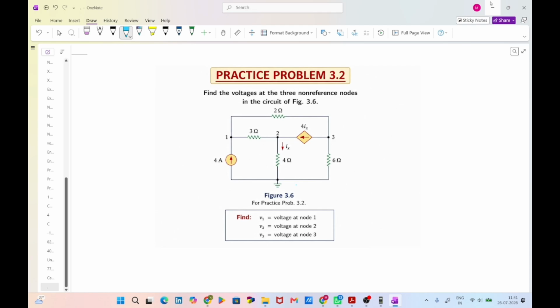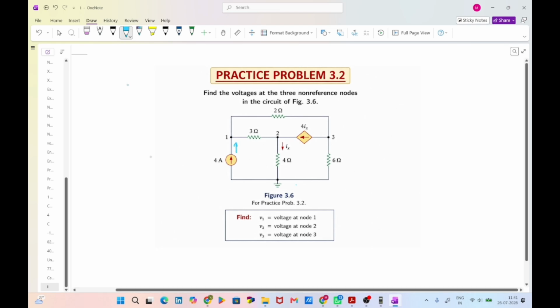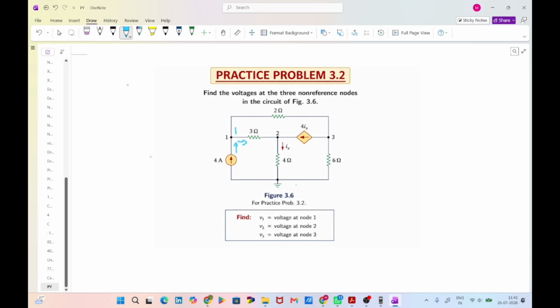We know that KCL, Kirchhoff's current law, states that the sum of current entering the node is equal to the sum of current leaving the node. Let's solve the problem. Let's apply KCL at node 1 here. The current entering is 4 ampere and there are two leaving currents, one on this side and another one on this side.